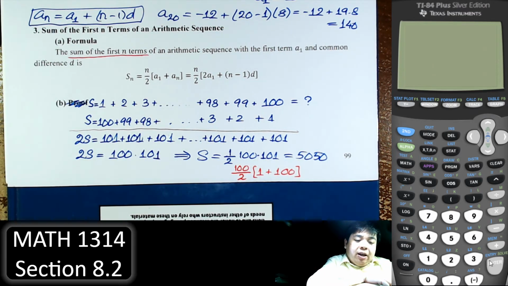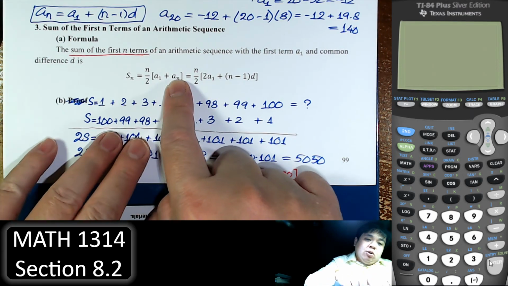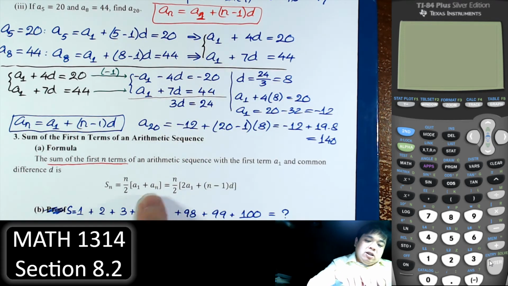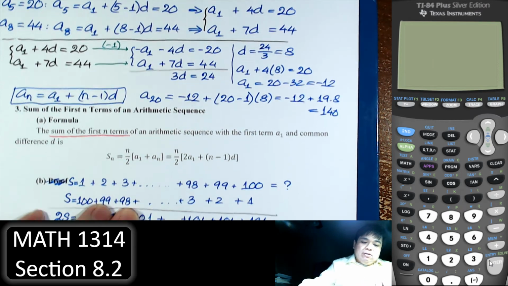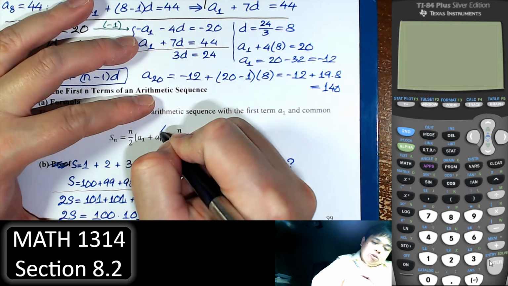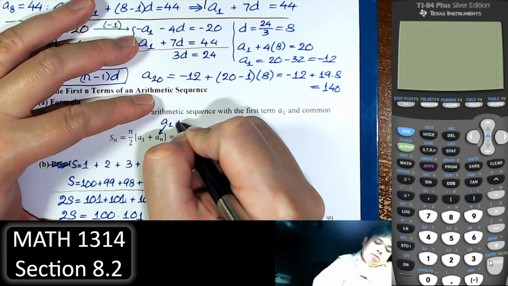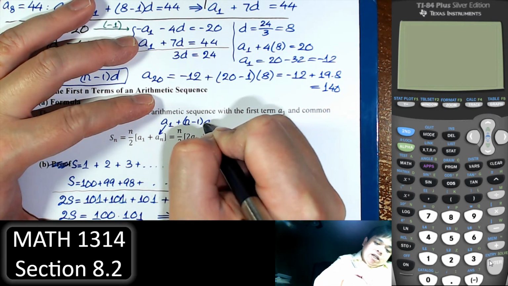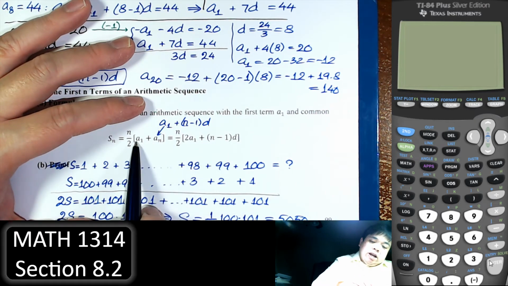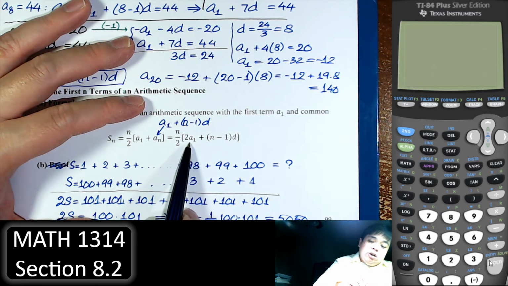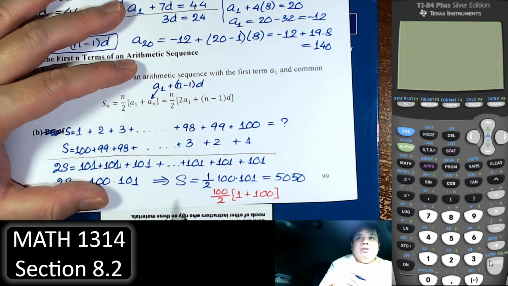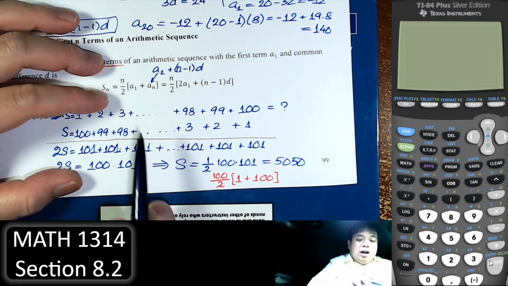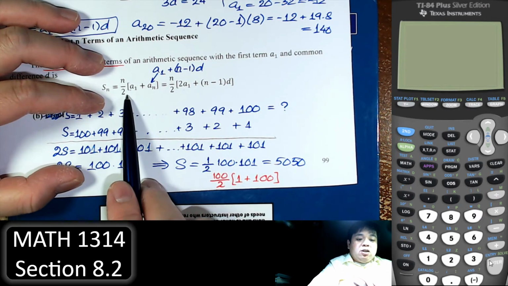And since a sub n is equal to a sub 1 plus n minus 1 d, we substitute, and that's what we have. So if we substitute a1 plus n minus 1 times d for a sub n, we have a1 plus a1, make that 2, and then n minus 1 d, right? So number of terms divided by 2, the first term plus the n term.